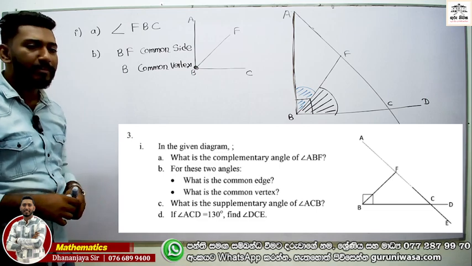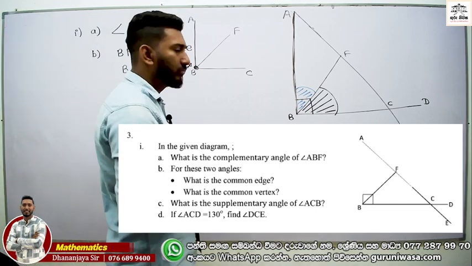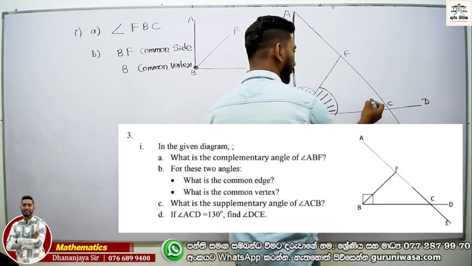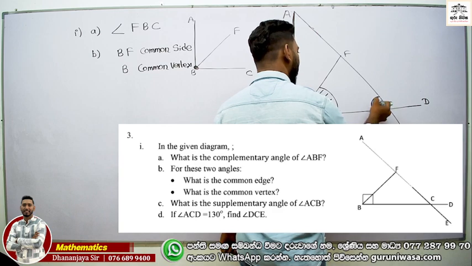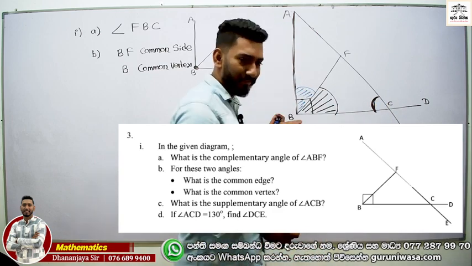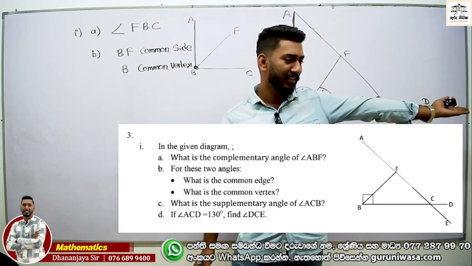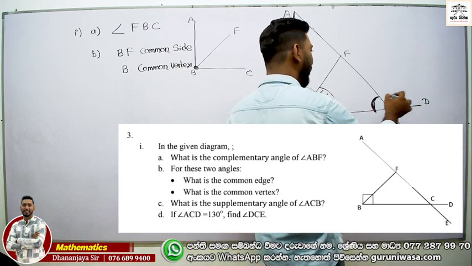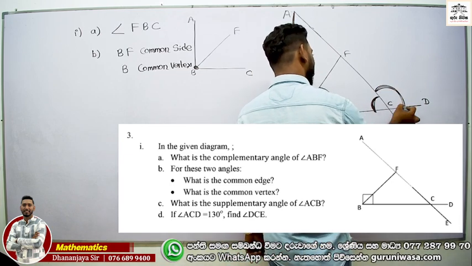What is the supplementary angle of the angle ACB? Oh, ACB. Here it is. Son, the supplementary of this angle. Supplementary means 180. The one on the other side, isn't it? Understood?